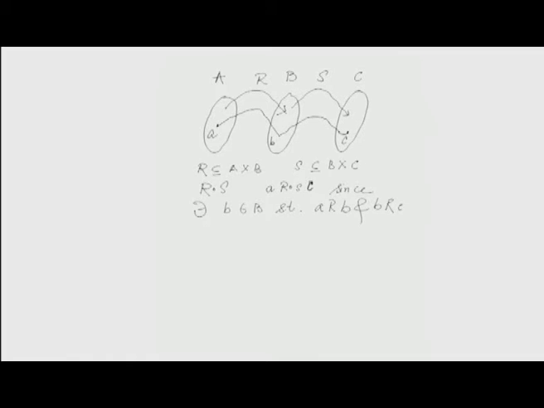Now, if it so happens that a is related to something here, let us say b dash, and this is not related to anything over here, then a is not connected to any element in C. So, a is not related to any element in C. Or it may so happen that we have an element a dash in capital A and c dash in C such that there is no element in B with the property that a dash is related to that element and that element is related to c dash. Then we will say that a dash is not related to c dash.